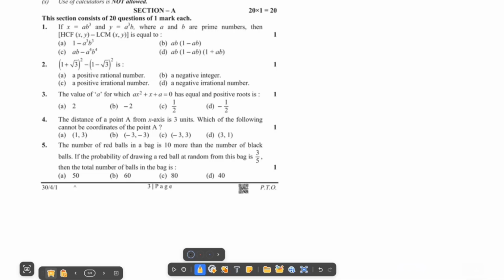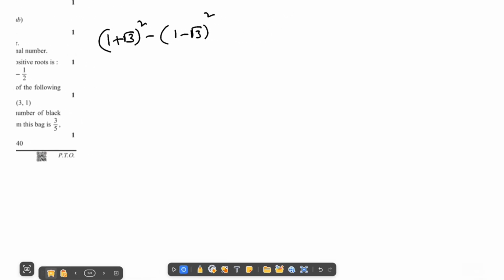Now the second question: 1 plus root 3 whole square minus 1 minus root 3 whole square is option A positive rational number, option B a negative integer, option C a positive irrational number, option D a negative irrational number. Let's see what type of number we will get here. So write what is given. It is given that 1 plus root 3 whole square minus 1 minus root 3 whole square. So let us expand this by using formulas.